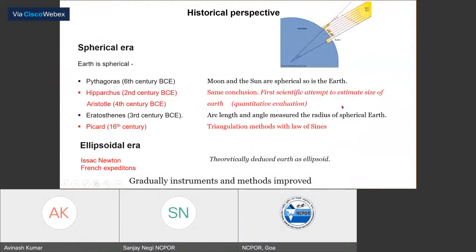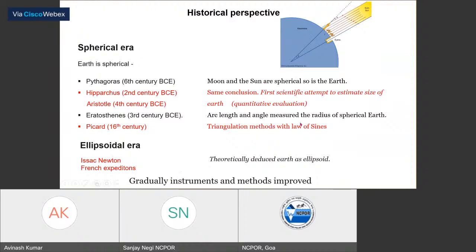I'll start with the historical perspective of how the geoid is imagined and how the shape of the Earth came into being. Starting with the spherical era, the Earth was initially considered to be a sphere. It all started in the 6th century BCE when Pythagoras, from his philosophical point of view, assumed Earth to be spherical. These observations came from the observed spherical shape of the moon and sun.